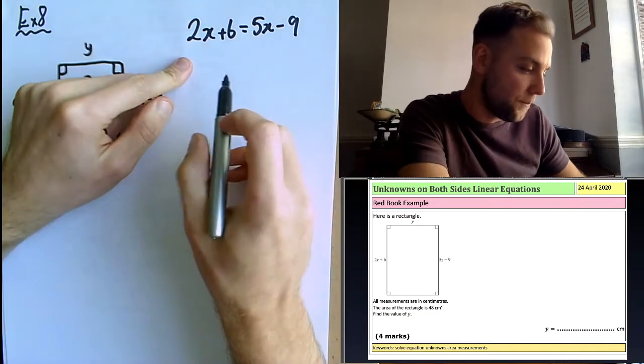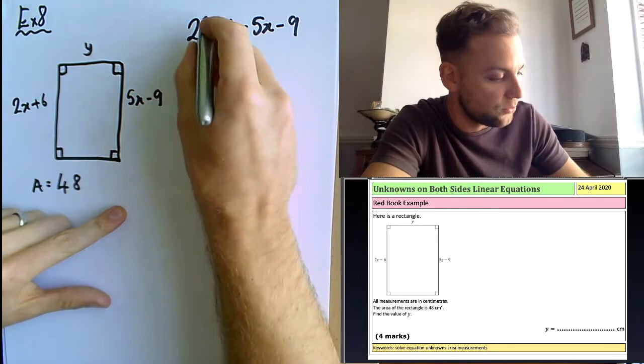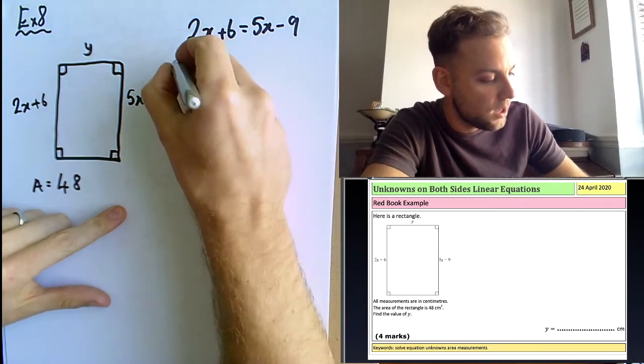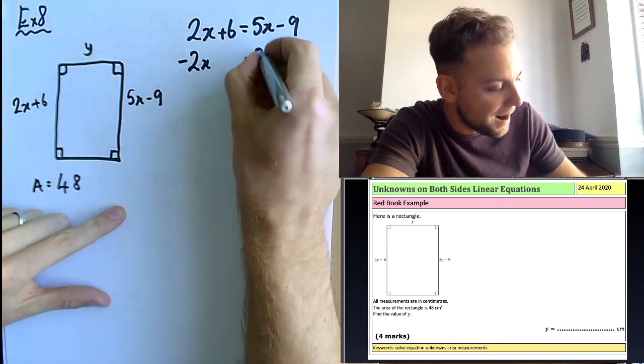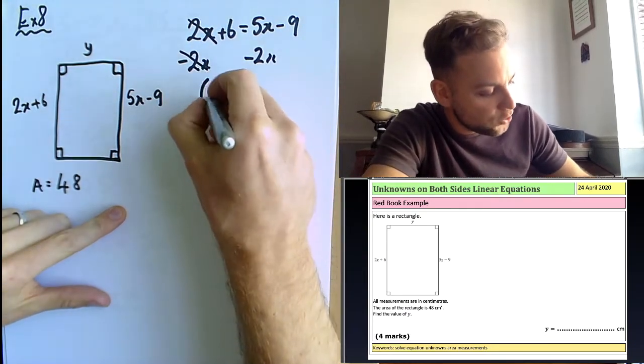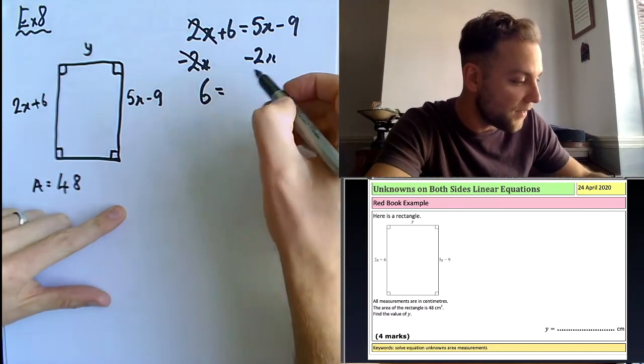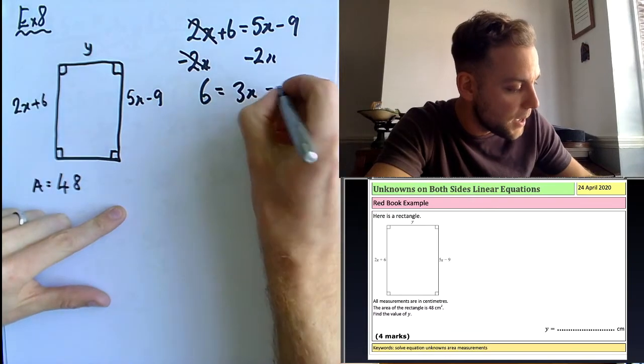And then I'm going to solve it like a normal equation. So, first thing I'm going to do is get rid of the smallest unknown. In this case, it's equal to the 2x. There's no negatives there. So minus 2x, minus 2x. If I minus 2x on this side, I'm just left with the 6. If I minus 2x on the other side, 5x take away 2x is 3x minus 9.